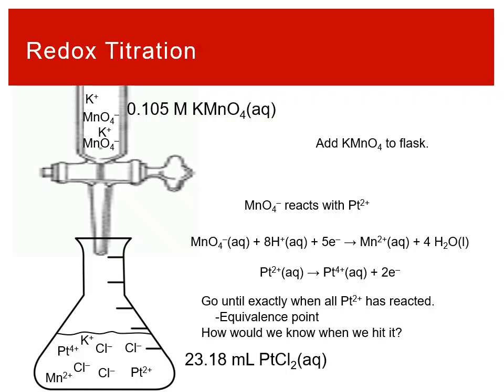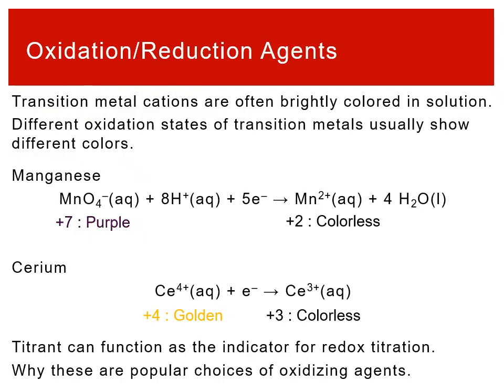So how do I know when I hit it? These are all just solutions. They don't tell me when I hit the equivalence point. So how can I figure it out? So this is why we use a lot of transition metal cations. Transition metals oftentimes are brightly colored when they're in solution, and different oxidation states show different colors.